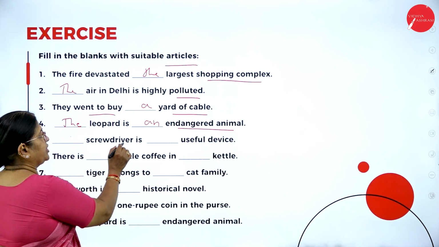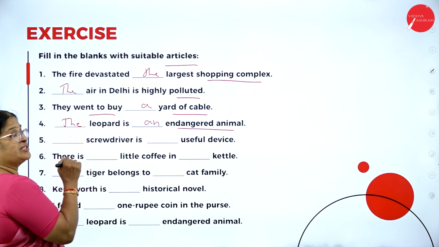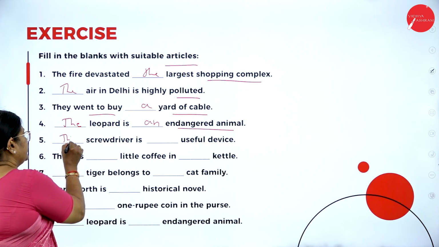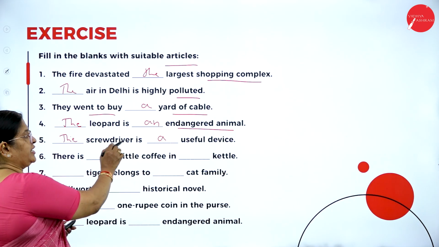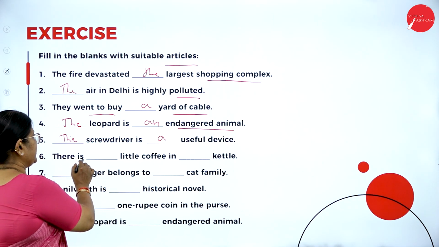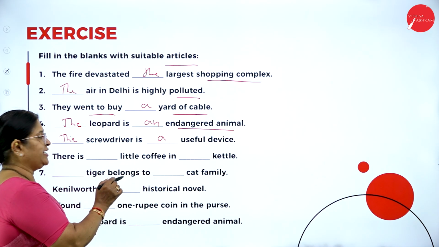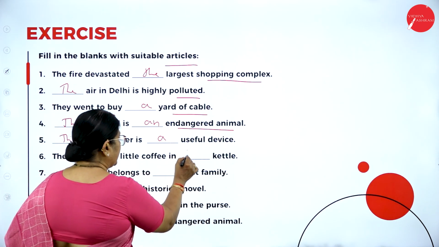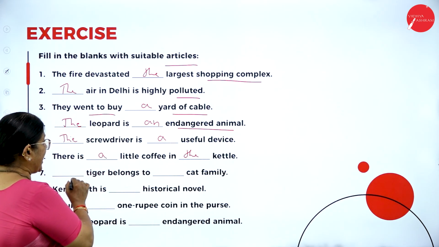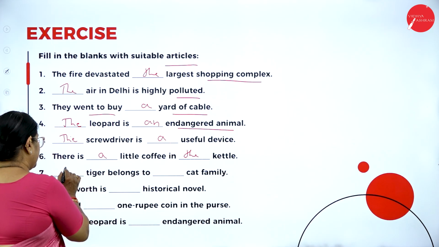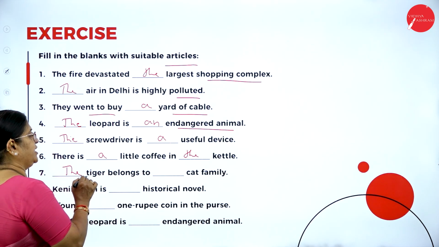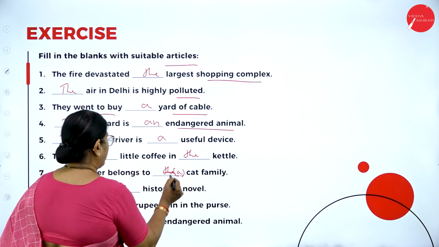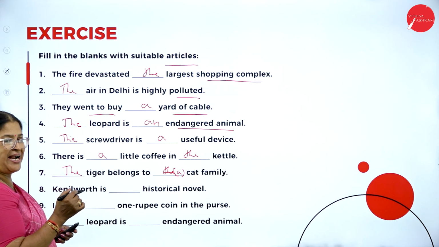Next, dash screwdriver is dash useful device. So what is the appropriate article I need to fill in the blank there? The, that is the definite article: the screwdriver is a useful device. Next, there is dash little coffee in dash kettle. There is a little coffee in the kettle. Next, dash tiger belongs to dash cat family. The tiger belongs to a cat family.